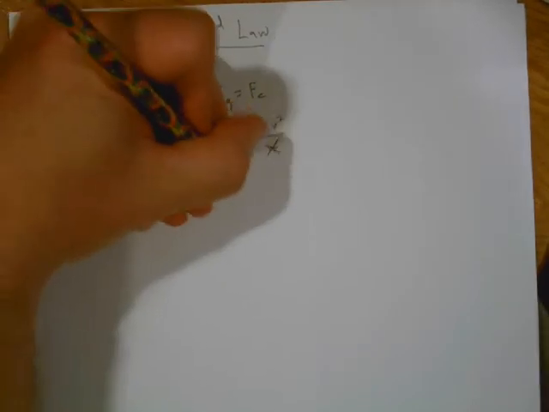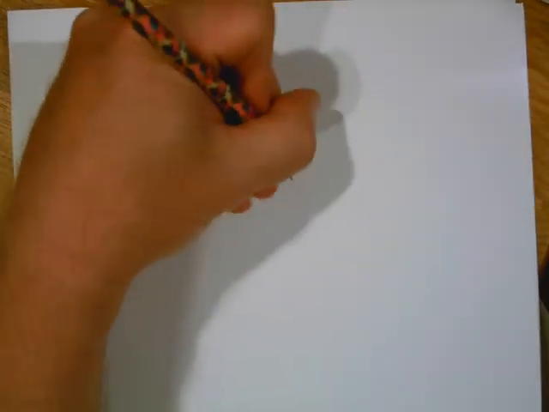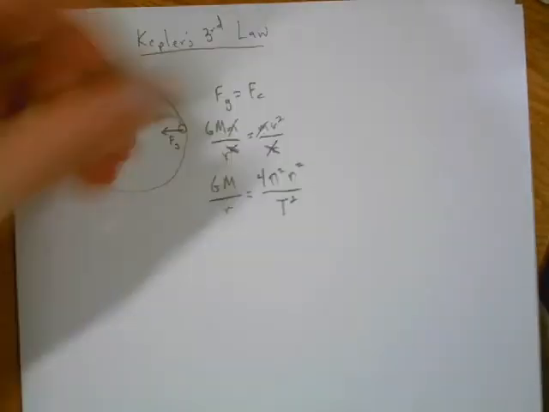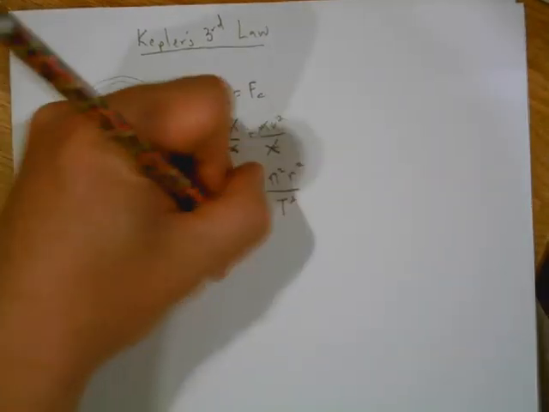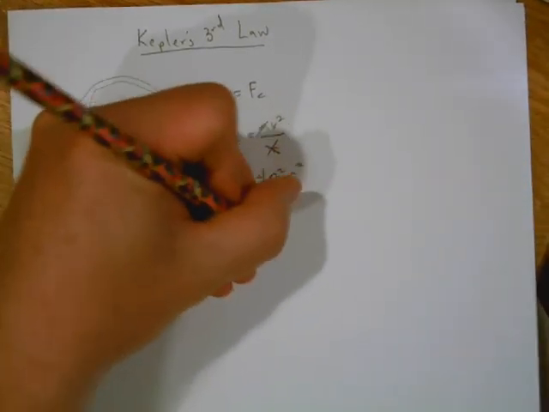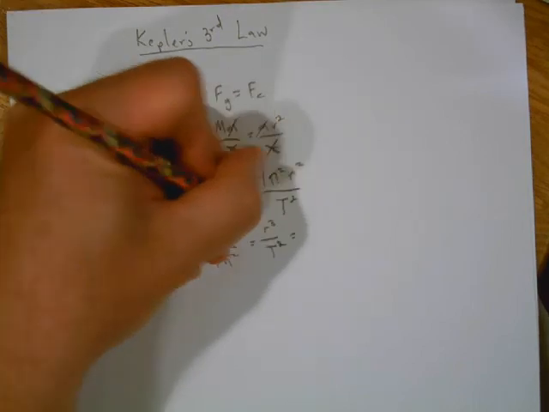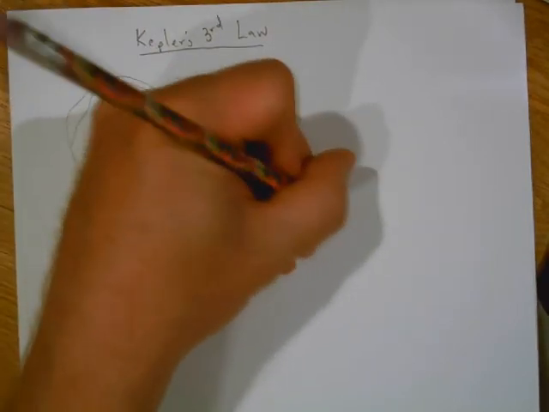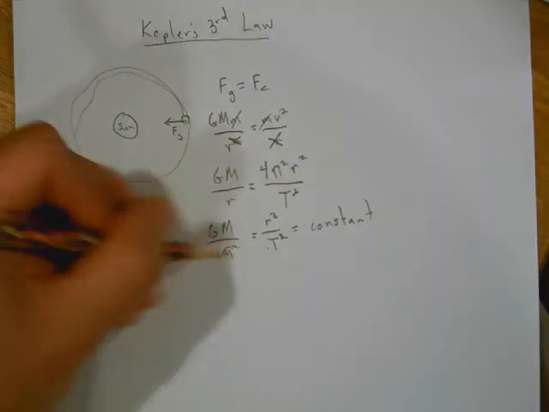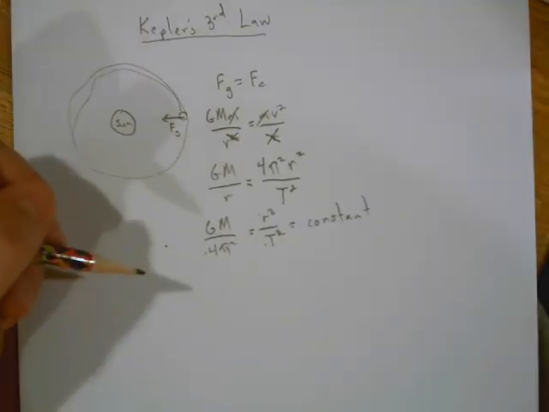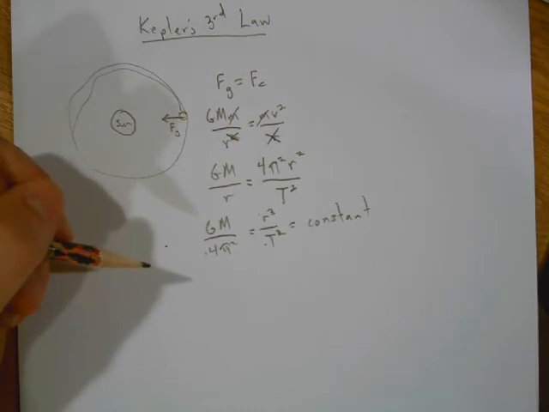So I do some algebra and I square 2 pi. Square 2, you get 4. Square pi, you get pi squared. Square r, you get r squared. Square T, you get T squared. And then you get GM over 4 pi squared equals r cubed over T squared. That means r cubed over T squared is going to be a constant for a given system. For a given system, this is always the same. That took me, I don't know, 30 seconds to derive. So you are not going to memorize it. You're going to understand it.